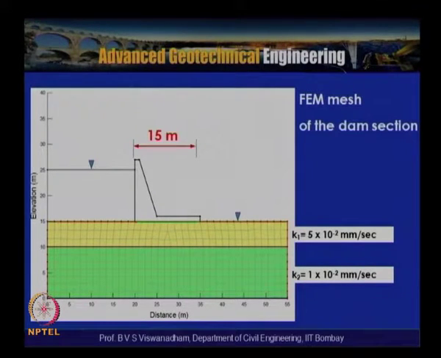So K1 is 5 times more permeable than K2, and this is a concrete dam with a head of 10 meters and a horizontal length of about 15 meters. This is the upstream water level and this is the tail water level. In the field, situations seldom are uniform; we have layered soil deposits. This layer is indicated with yellow color and the other with light green color.